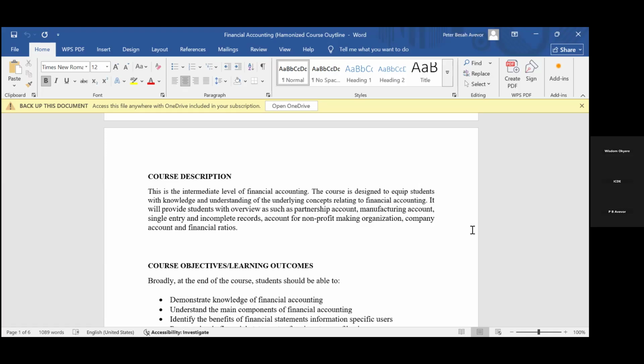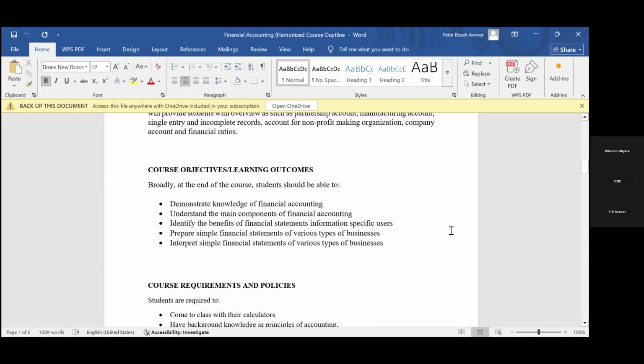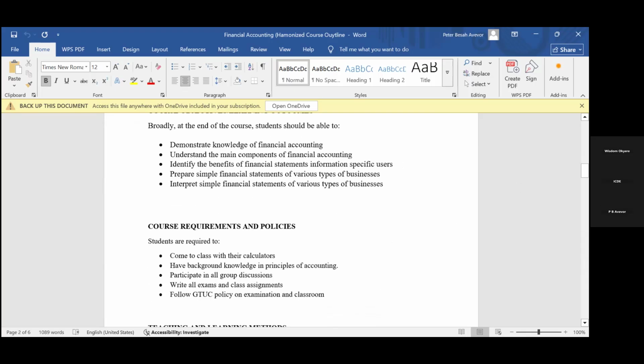All right, so let's look at the objectives, the brief objectives that will guide our studies. By the time we are done with the semester and I've gone through this course, it is expected that you'll be able to demonstrate your understanding, your knowledge of financial accounting. And then you should be able to also demonstrate an understanding of the main components of financial accounting. You should be able to identify the benefits of financial statement information to specific users.